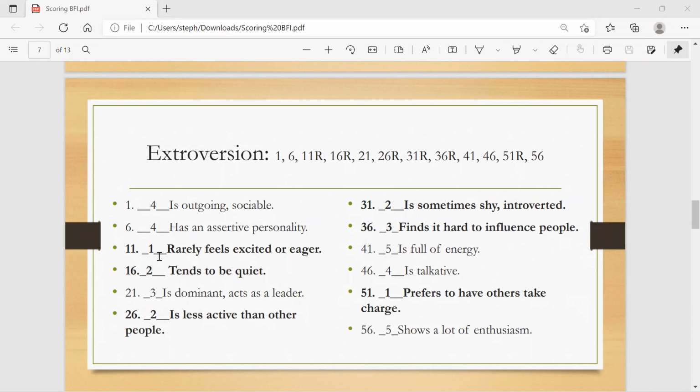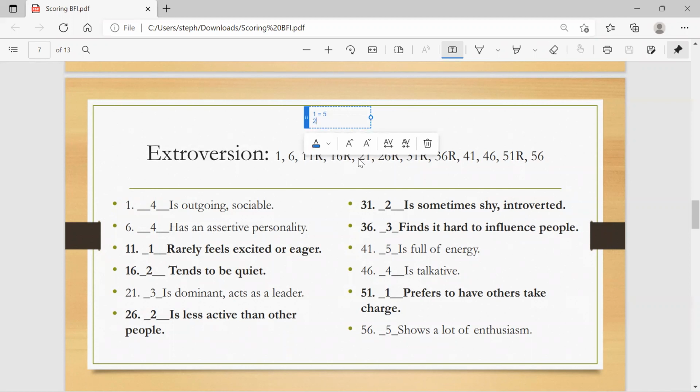So this is a 1 because they strongly disagree with this. They feel excited or eager very often. So when you're reverse coding, this 1 actually turns into a 5. I wish there was a way for me to write this somewhere. Let me add a text box right here. Okay, so if you have a 1, this will turn into a 5.